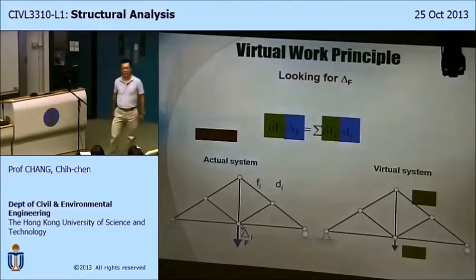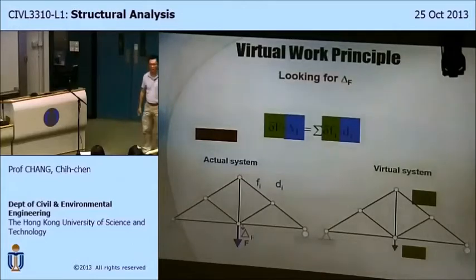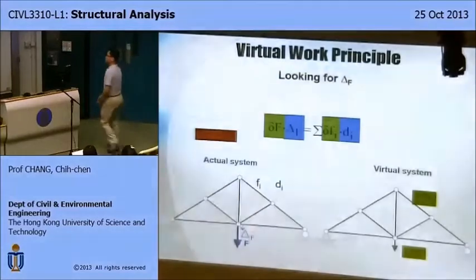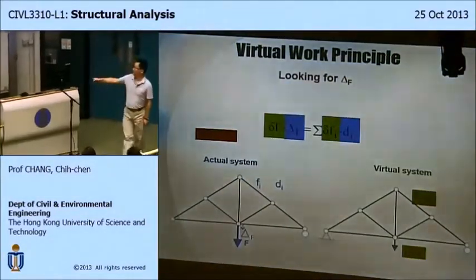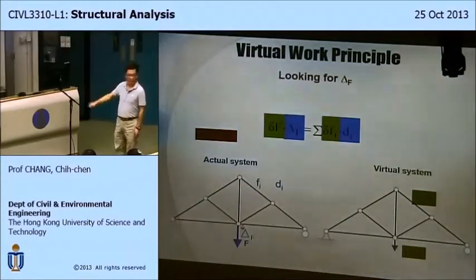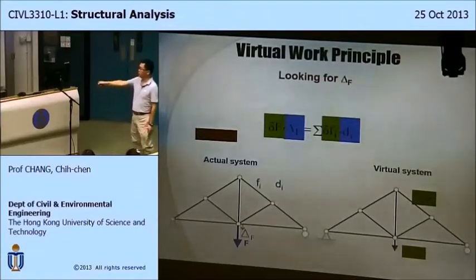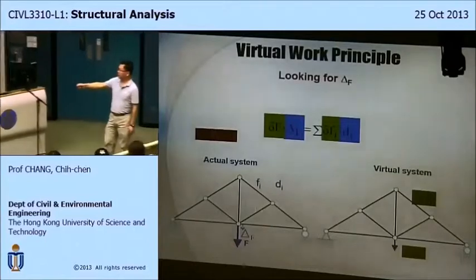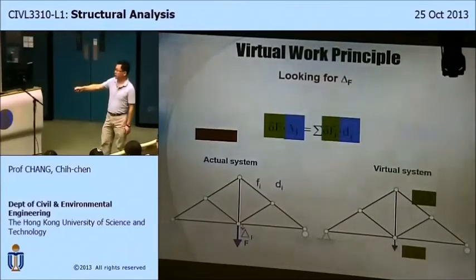The first analysis will be conducted on the real structure under real loading. What happens on the structure under real loading? You do an analysis once. The purpose of that analysis is to get the internal forces.